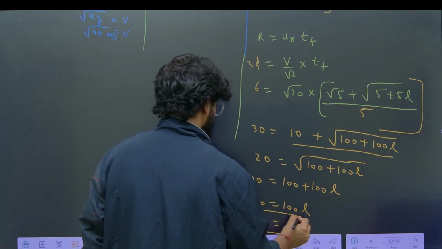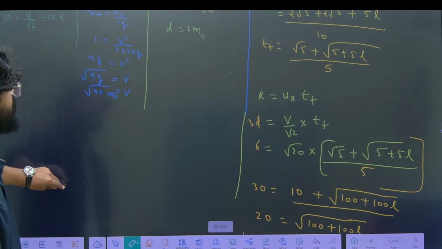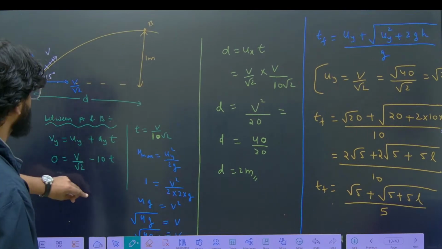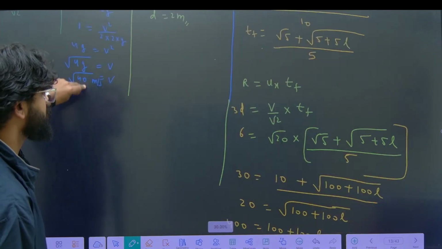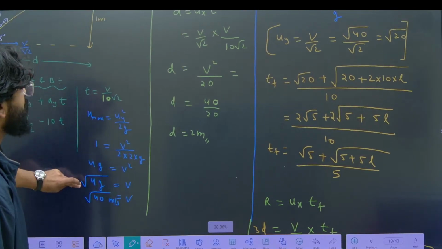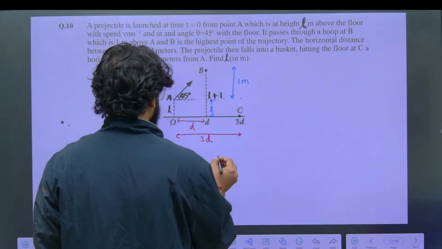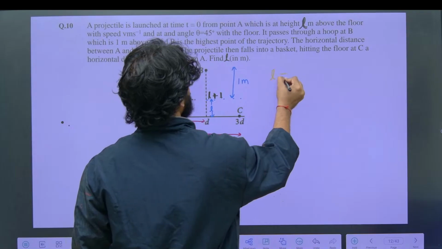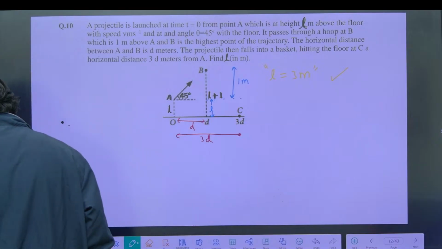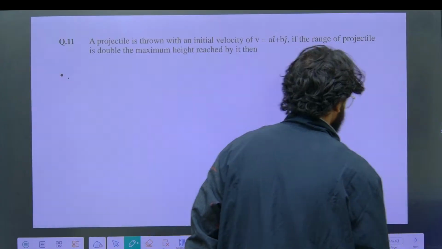I hate this question. Values are so ugly. What to do? Answer is correct, which is L equals to 3 meter, but lot of calculation, है ना? ठीक. But we cannot do anything about it. Okay, चलिए. So the answer for this guy, L will be 3 meter. Okay, चलिए.